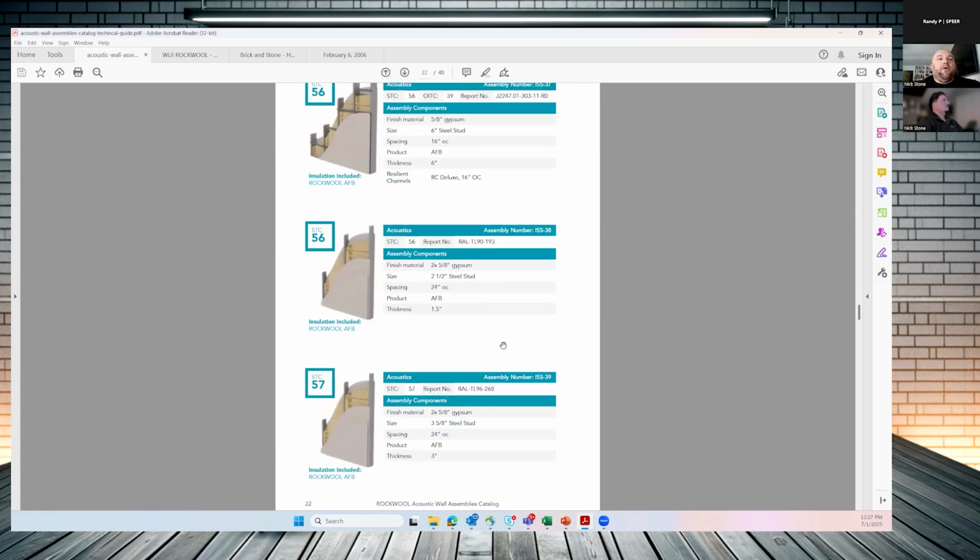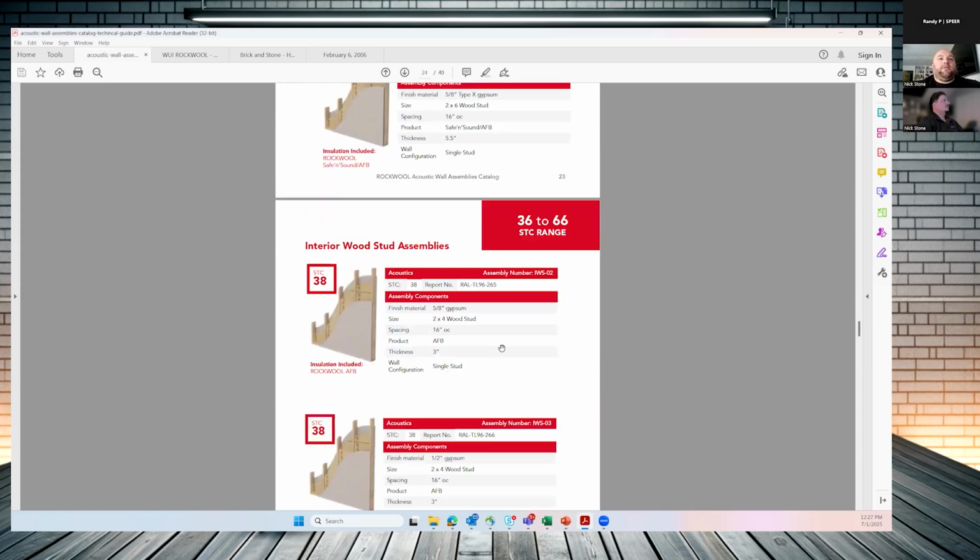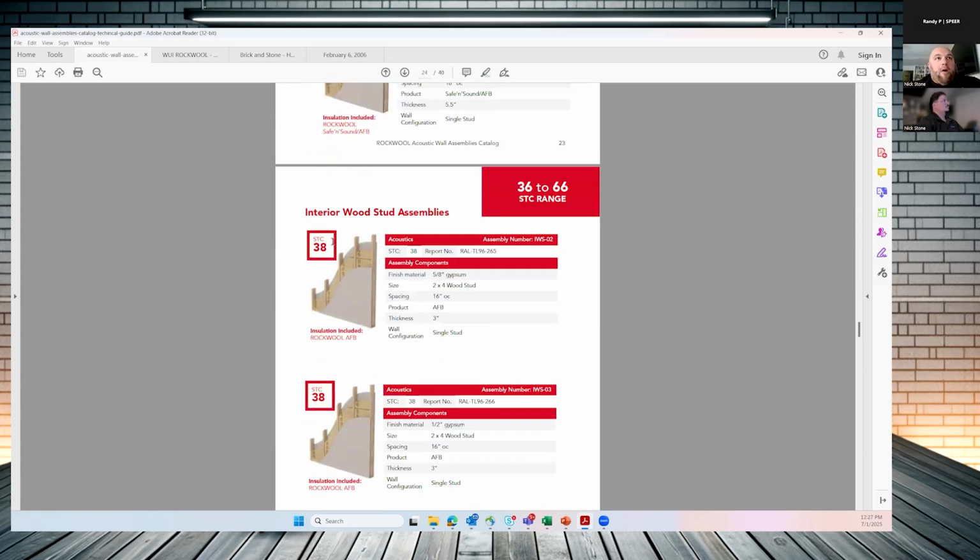Just skipping the steel. I'm a big wood guy, so I like sticking with that. But we started off with what I'm going to call our standard wall, our master bedroom, master bath. Those 2x4 walls. With that, you can get an STC of 38 by using our Safe and Sound or our Sound Batt products, which are 3-inch thickness, sheetrock on both sides, 2x4.